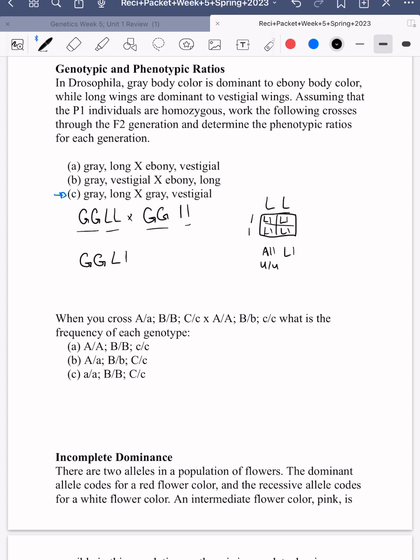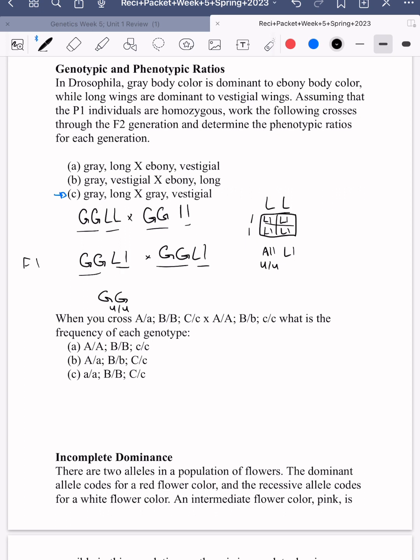Now let's cross this and find the F2. So we're going to cross the first generation with another individual from the first generation, so they're going to have the same genotypes. The G's still dominant, so we're still going to end up with big G, and so we're going to get 4 out of 4 individuals. If we were to do a Punnett square, we're going to have big G.